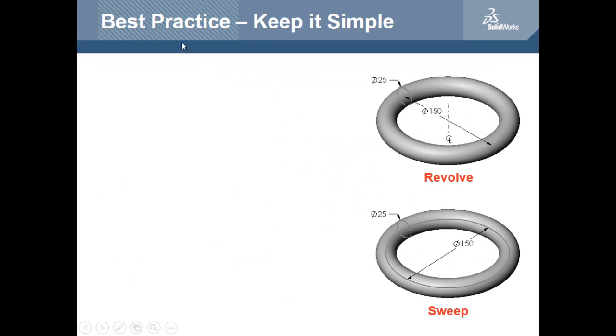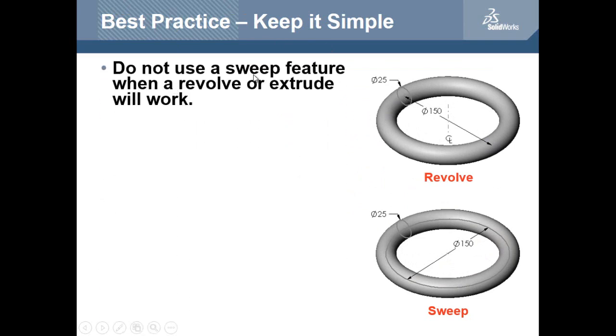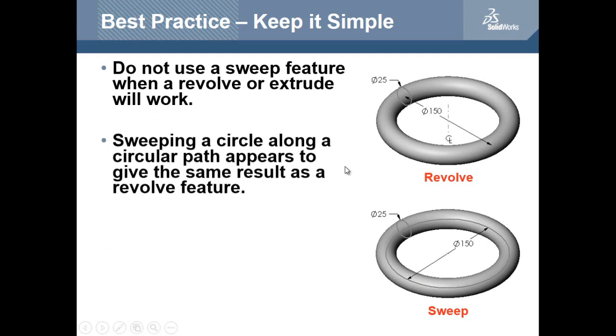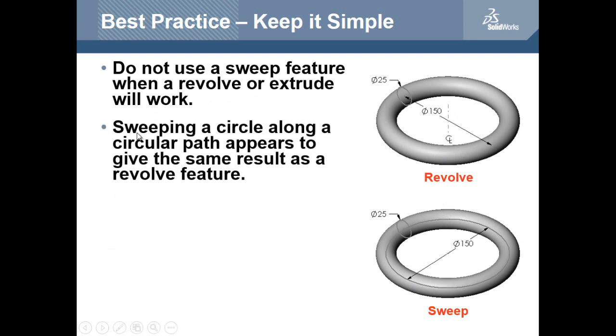All right, so best practices. Keep it simple. Do not use the sweep feature when a revolve or extrude will work. So revolve, here's a sweep. Sweeping a circle along a circular path appears to give the same result as a revolve feature, right?